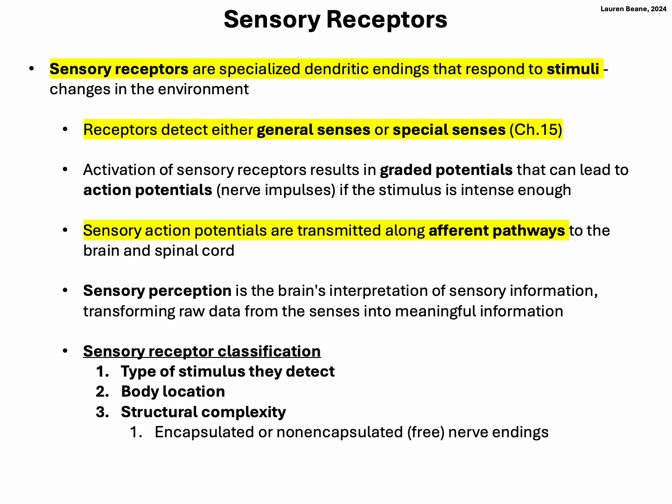For sensory receptor classification, we can talk about it in terms of the stimulus which they detect, or we can classify by body location. And then third is structural complexity. So they're categorized as either encapsulated or non-encapsulated, aka free nerve endings.